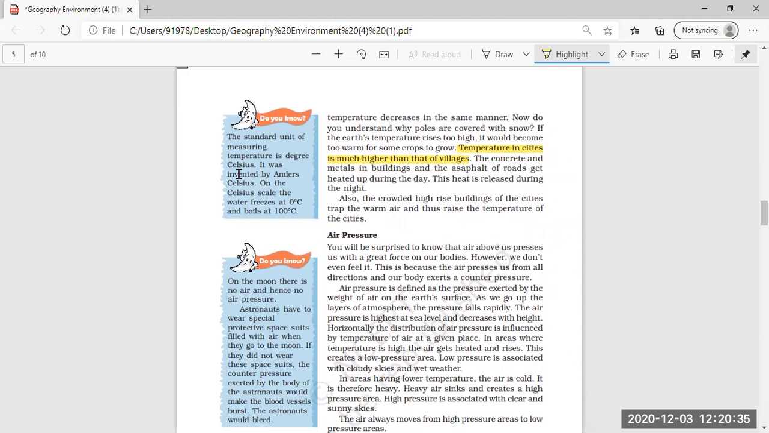Now, the standard unit of measuring temperature is degree Celsius. It was invented by Anders Celsius, and that is why the unit is Celsius. On the Celsius scale, water freezes at 0 degrees and boils at 100 degrees.